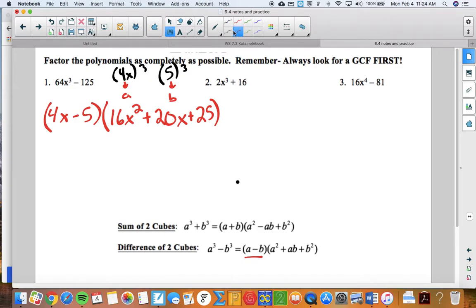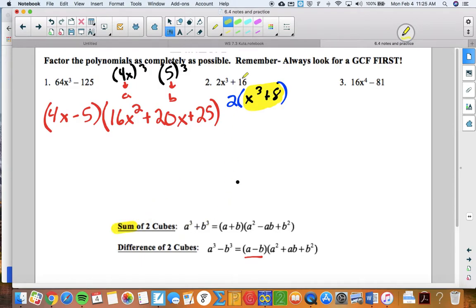For number 2, I'd be thinking of the same thing because there are two terms, except always look for a GCF. So I can factor a 2 out of each of those terms. And so now I'm sitting with 2 times the sum of x to the third plus 8. So now I'm going to try to factor what's inside the parentheses more. And again, it's two terms. So I'm thinking difference of squares, difference of cubes, or sum of cubes. And because we are adding the two terms, it means the sum.